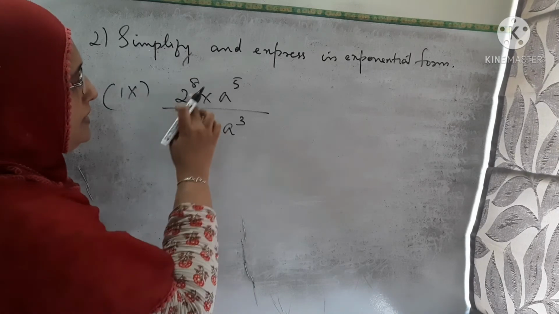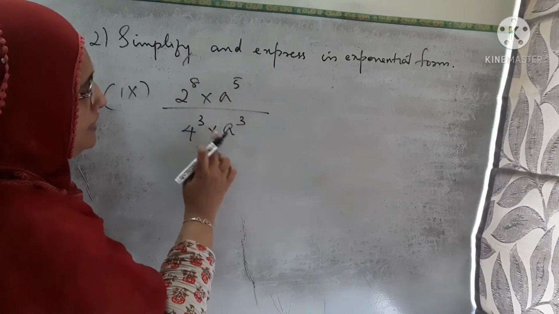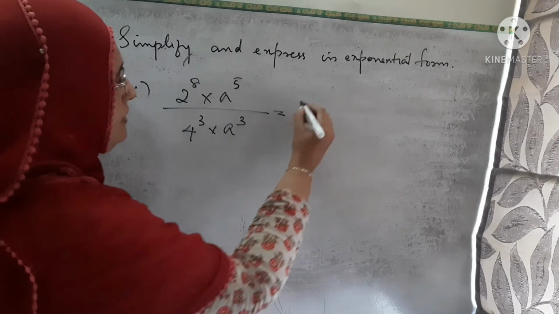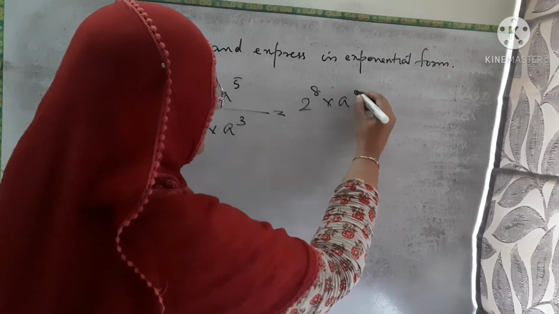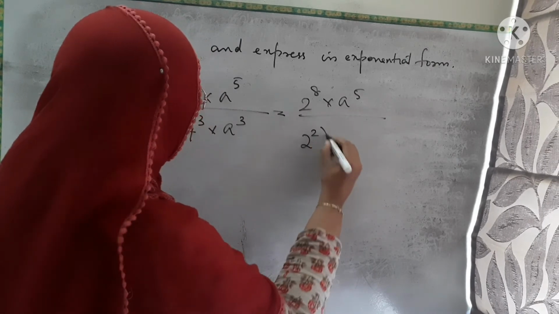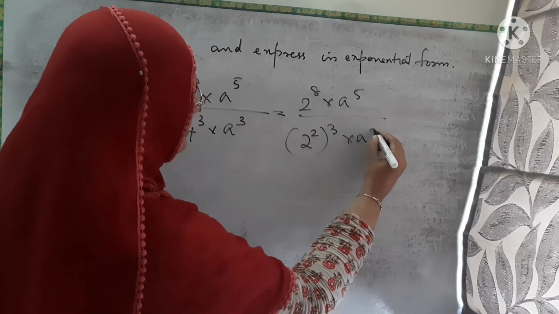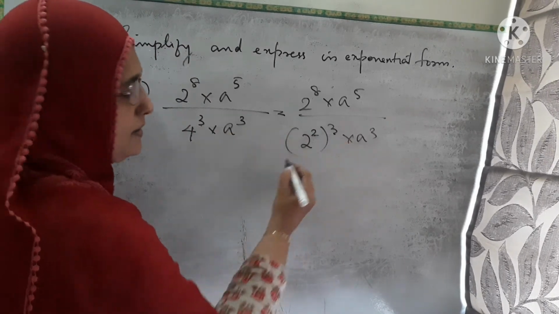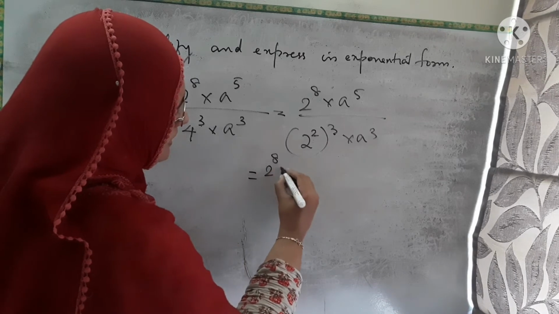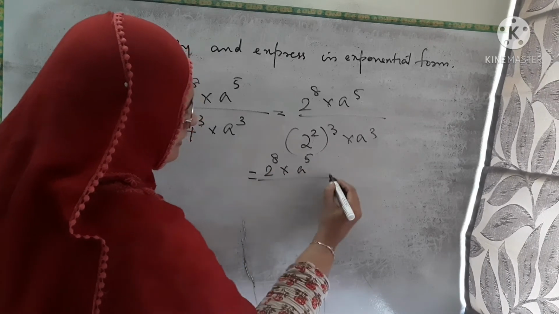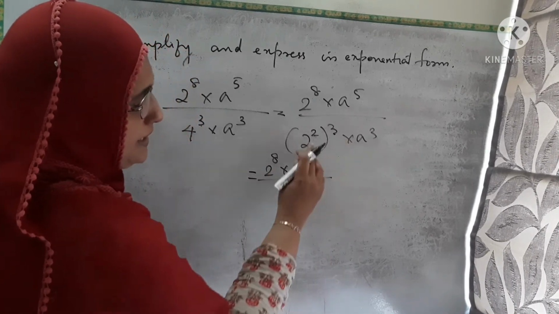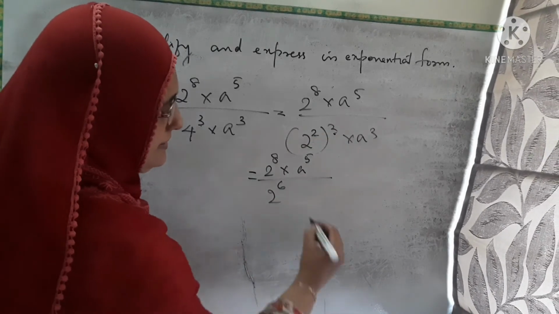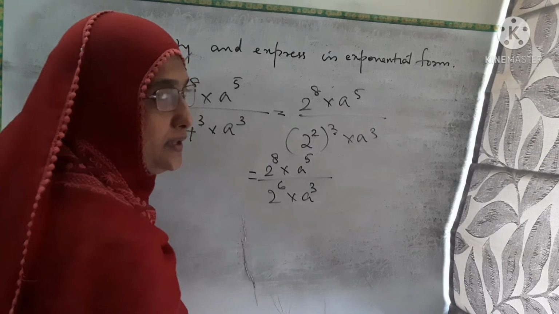Now ninth one, 2 raised to 8 into a raised to 5 and 4 raised to 3 into a raised to 5. Here 4 you can write as a power of 2. So 2 raised to 8 into a raised to 5 by 4 you can write as 2 raised to 2, the whole raised to 3, into a raised to 3. Instead of 4 I wrote 2 raised to 2. Then 3 as it is I wrote there. Now next, 2 raised to 8 into a raised to 5, 2 raised to 2 the whole raised to 3. A raised to m the whole raised to n is a raised to mn. That is 2 raised to 6 into a raised to 3.